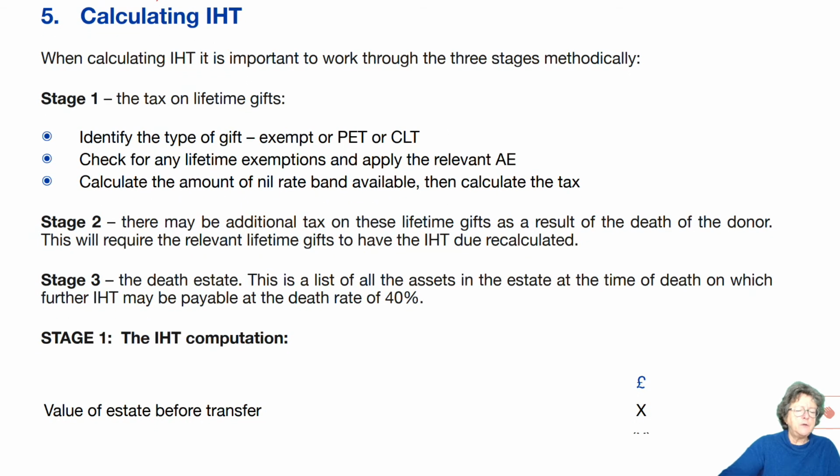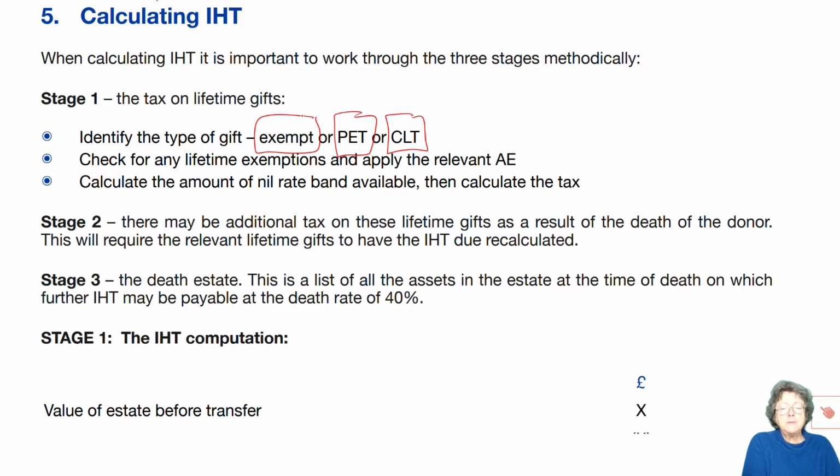Now, I've broken the rules down into 3 stages, and you need to work through these stages methodically and logically. So stage 1 is any tax on lifetime gifts, just like the illustration that we've just looked at. How would we then go on to tax it? So first things first, identify: is it a PET, a CLT, or is it exempt, as we did in the illustration. And clearly show, I want you to state the obvious, what is it?